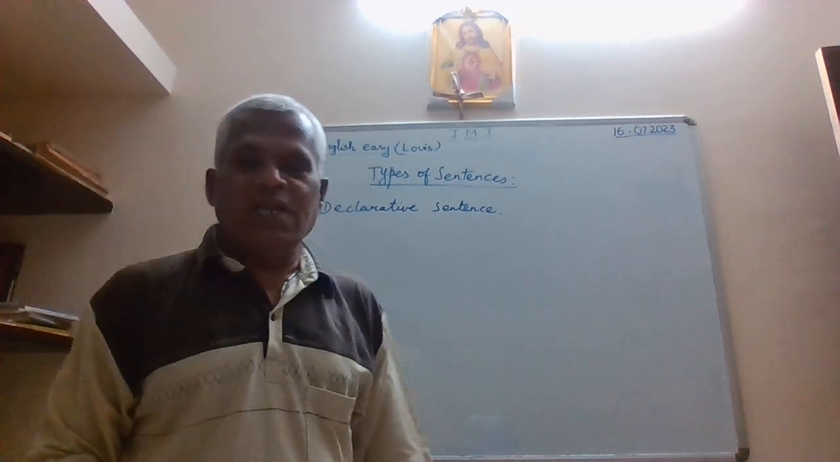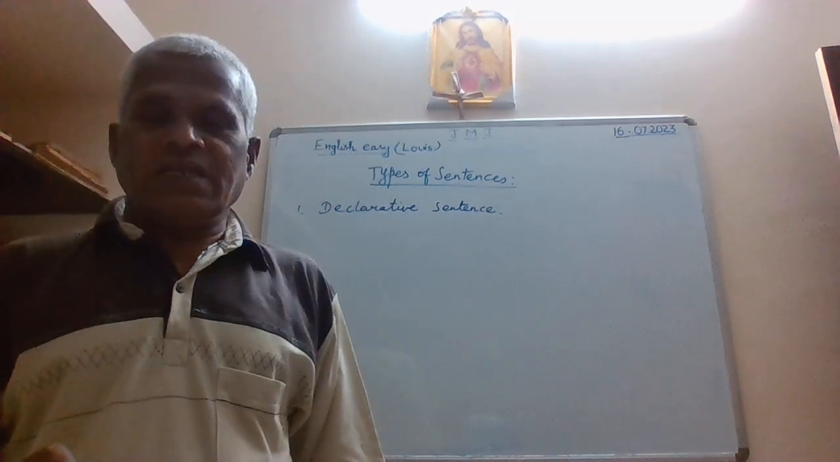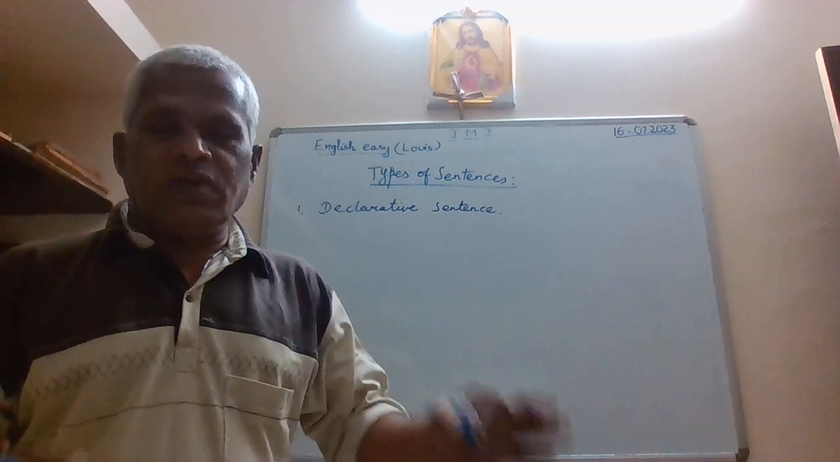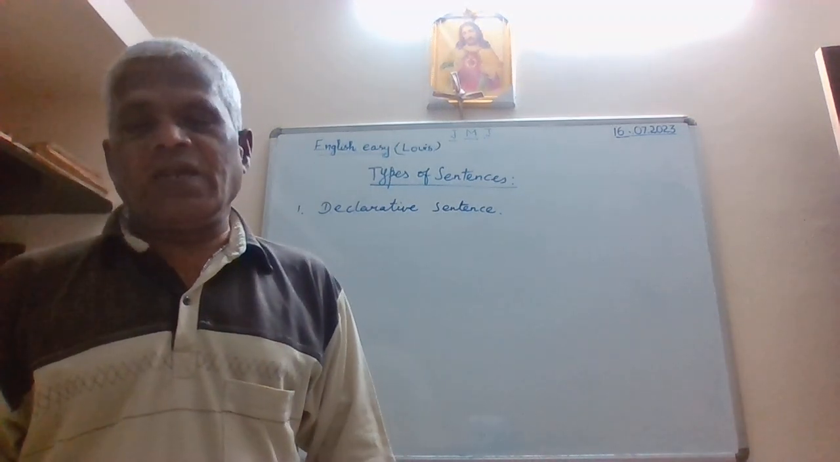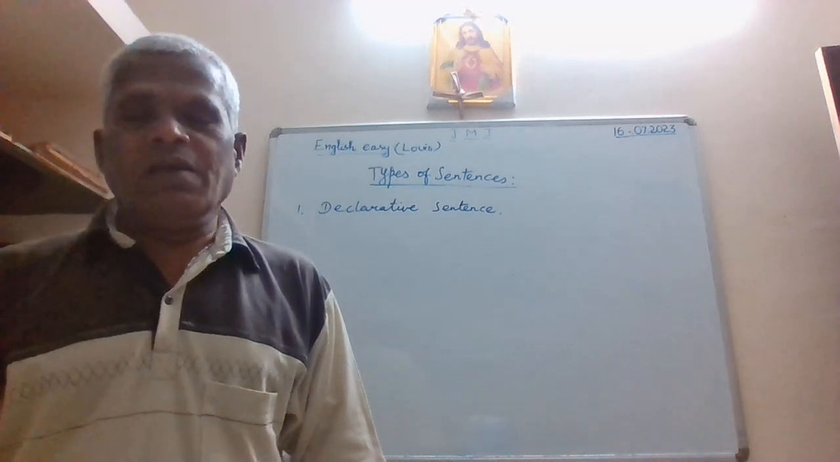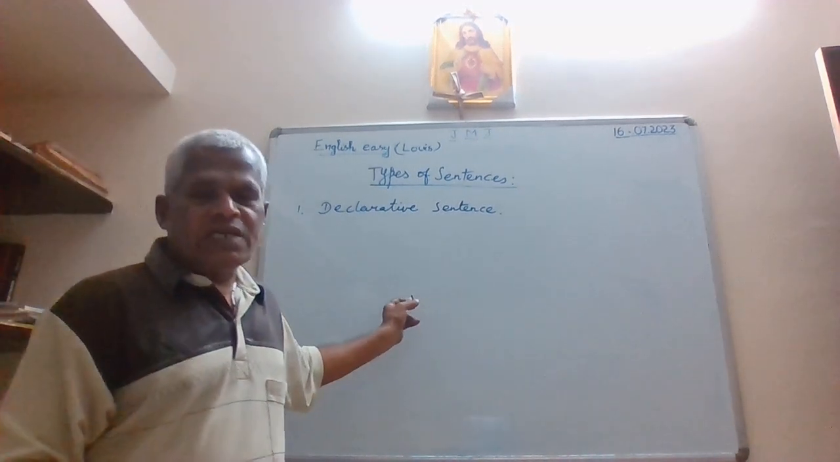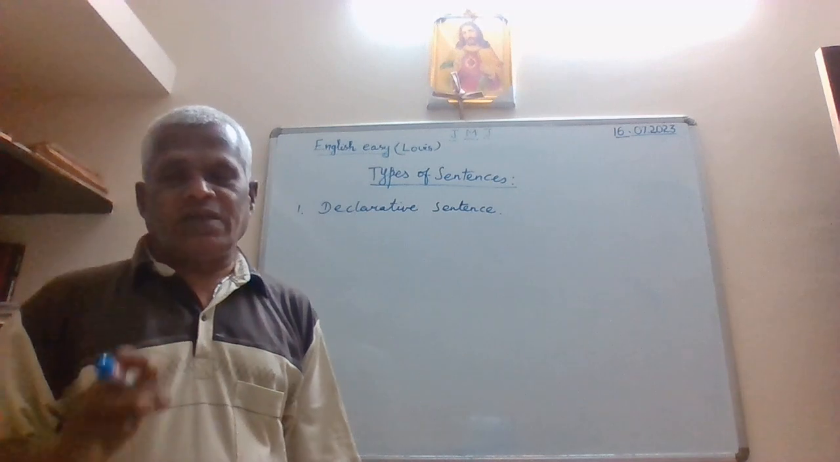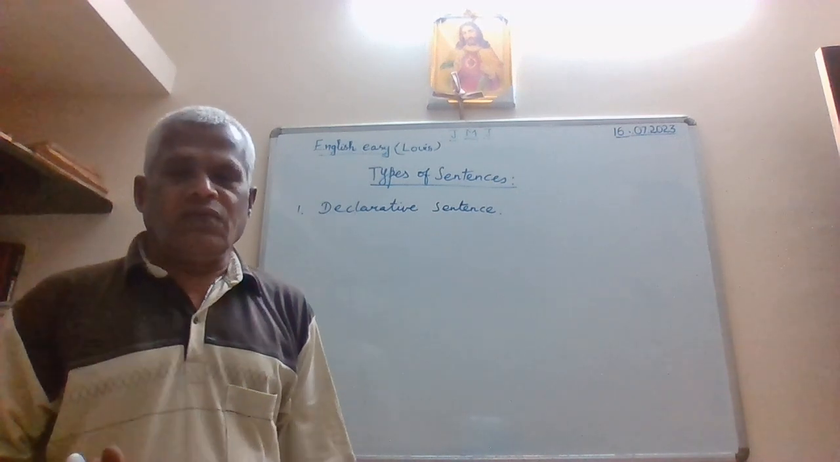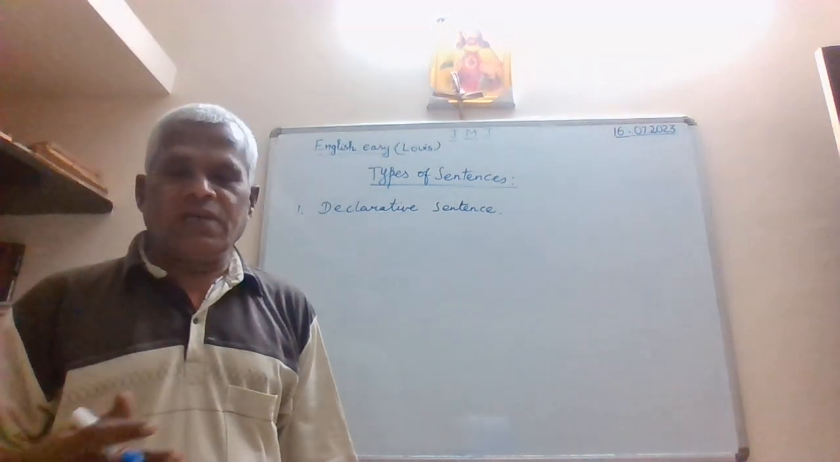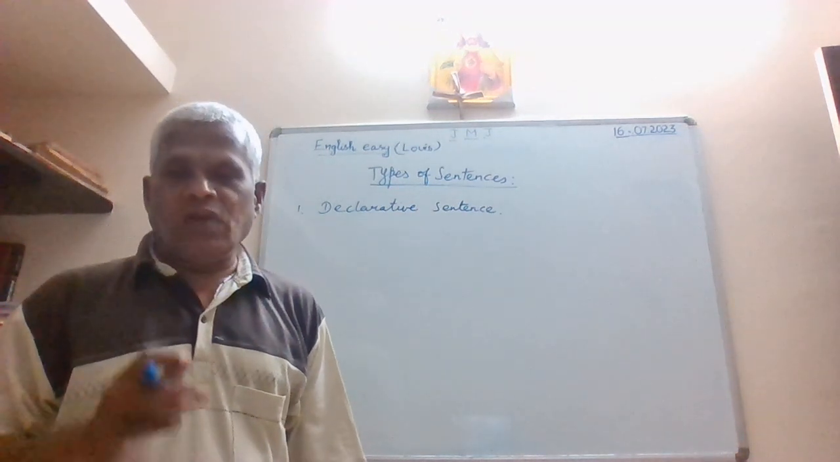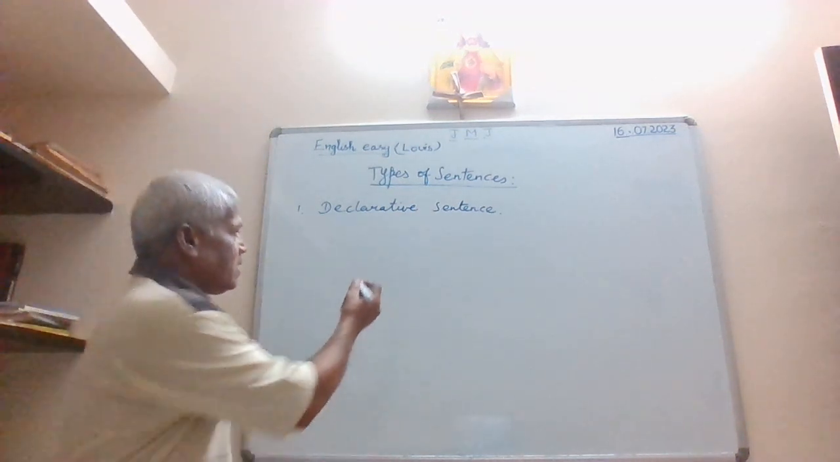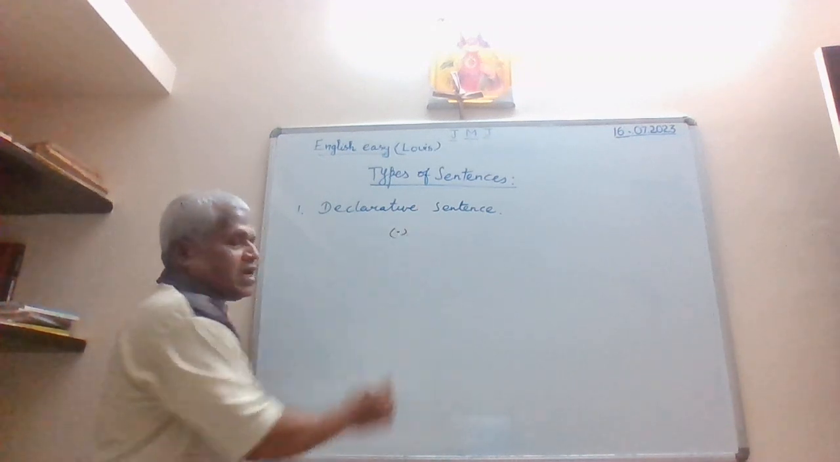Usually we know in English, a sentence is a group of words written together in order to convey a complete meaning. But in a declarative sentence, the sentence begins with the subject immediately, followed by the verb and then the object, and the meaning is complete. And you will have the full stop at the end. A declarative sentence will end with a full stop.